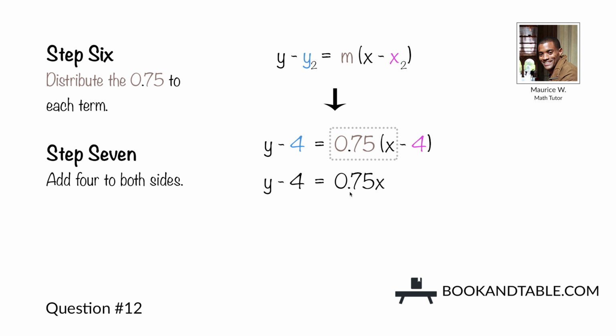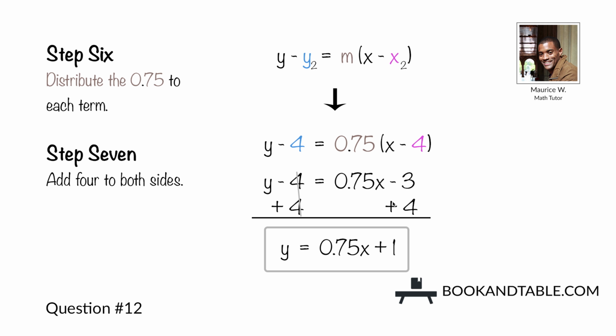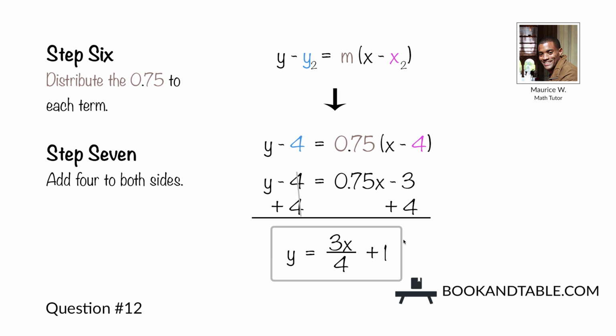0.75 times x is 0.75x. 0.75 times negative 4 is negative 3. So we have y minus 4 is equal to 0.75x minus 3. To get rid of this negative 4, we will add 4 to both sides. Negative 3 plus 4 is positive 1. So again, we get y is equal to 0.75x plus 1, which is the same as y is equal to 3x over 4 plus 1. So using the first or the second point yields the same final equation.